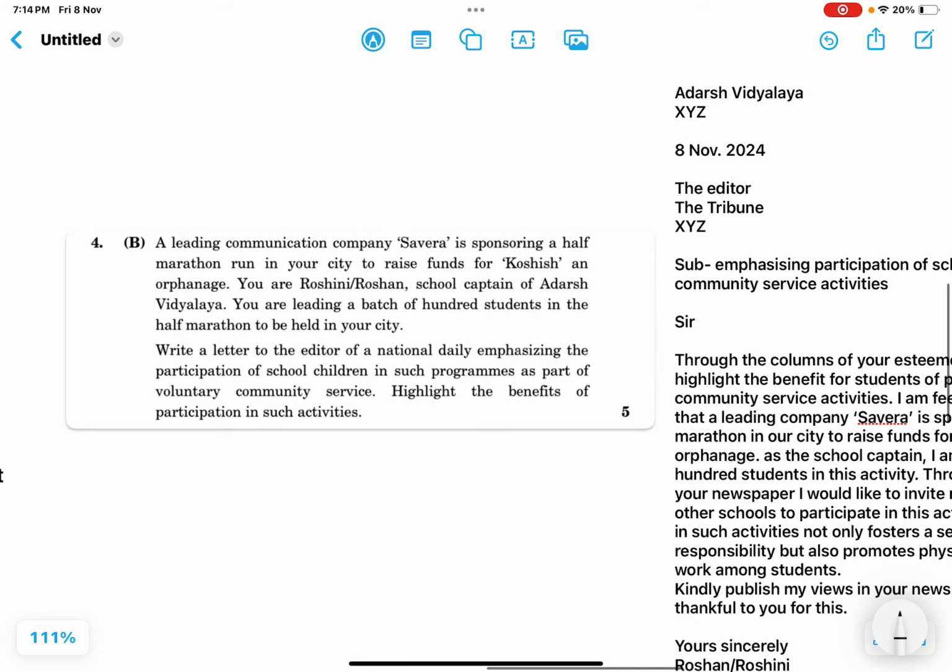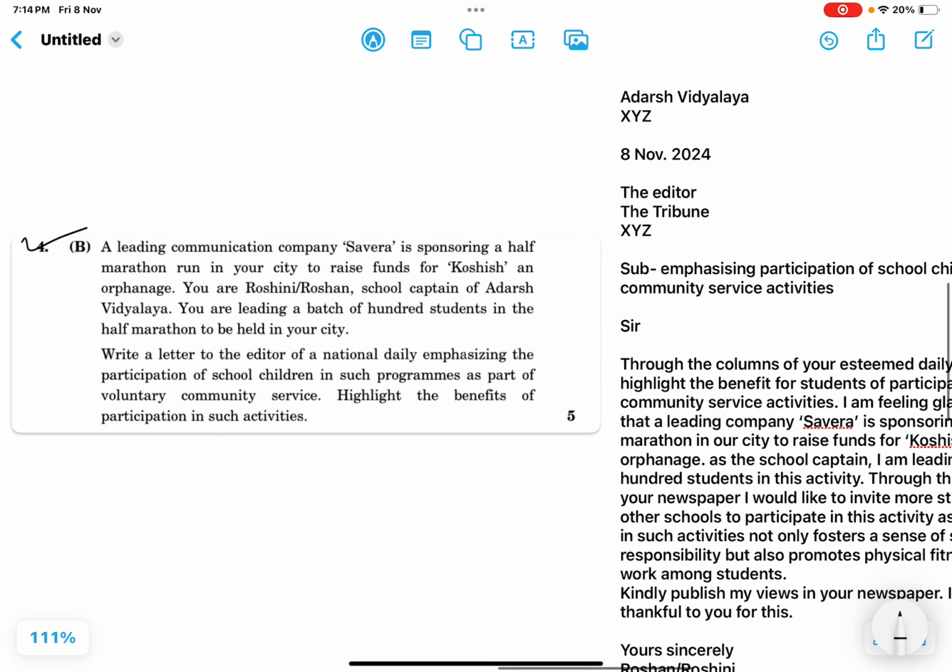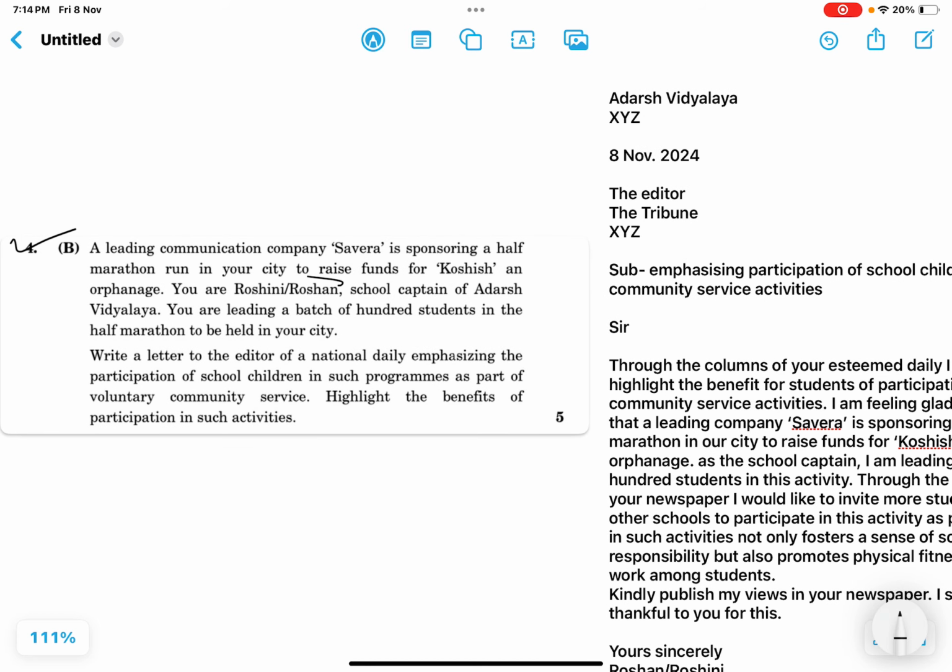Here is the other letter from the same sample paper. A leading communication company, Savera, is sponsoring a half marathon run in your city to raise funds for Koshish and orphanage. You are Roshini Rohan. So this one is signature. Okay. Last test. Then school captain of Adarsh Vidyalaya. This Adarsh Vidyalaya, that is your sender's address.